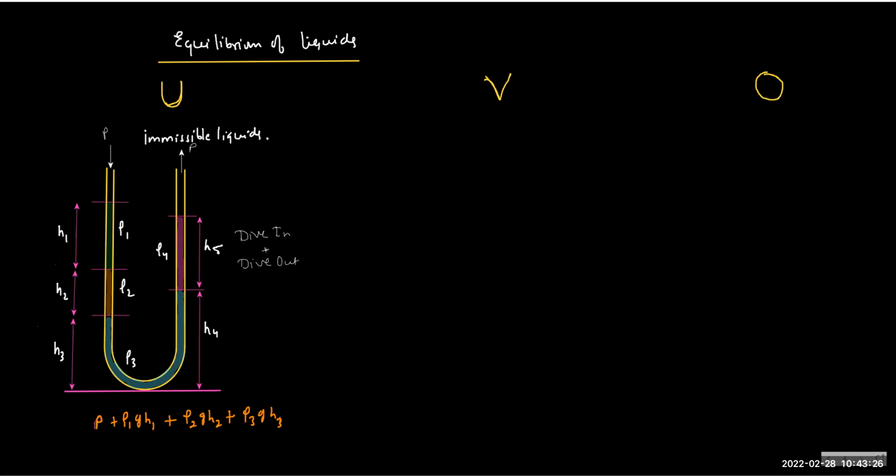Then when you go upwards, it will be minus. But rho will remain rho 3 only, because it's the same liquid. And then going further will be rho 4 g H5, minus rho 2 g H4. And now you're back to the atmosphere. So can we say this must be equal to P? Because where you are eventually is the same pressure P, so this P will cancel out.